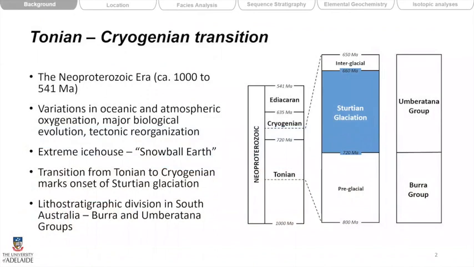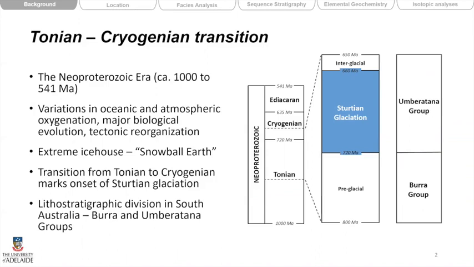The Neoproterozoic era, from around 1000 to 541 Ma, represents a period of significant physiochemical change in Earth's history. This includes variations in oceanic and atmospheric oxygenation, major biological evolution, tectonic reorganisation, and an extreme icehouse referred to as snowball Earth. Three periods comprise the Neoproterozoic: the Tonian, Cryogenian, and Ediacaran, as seen on the column on the left.